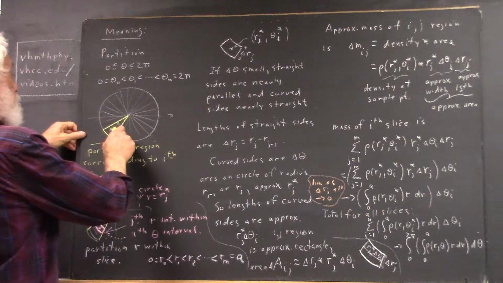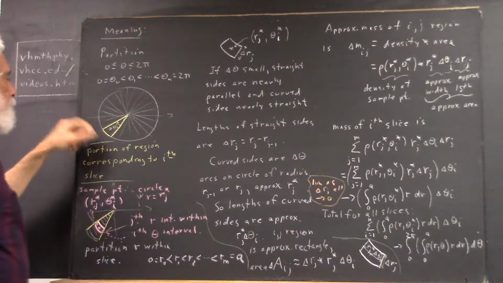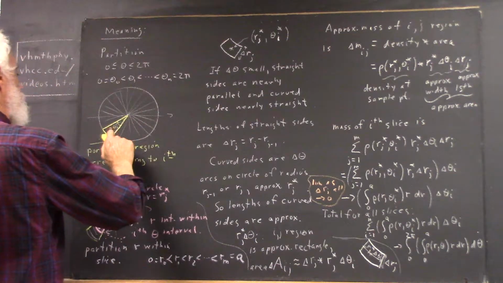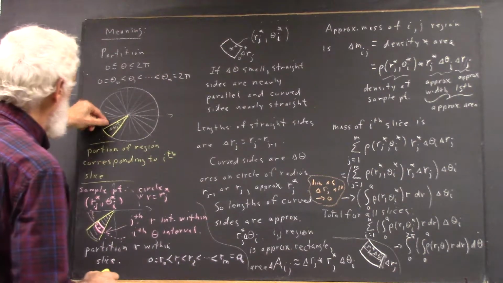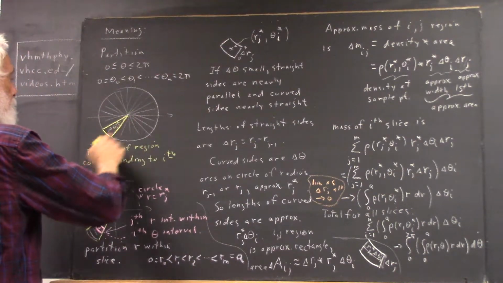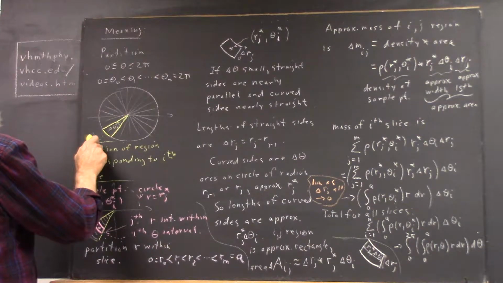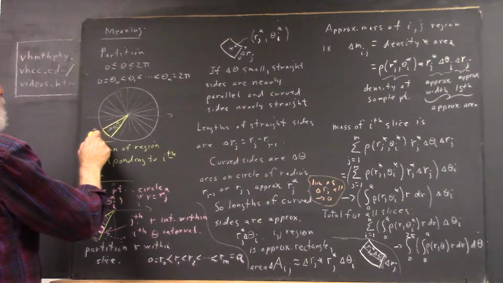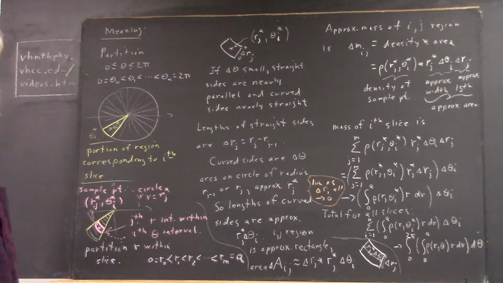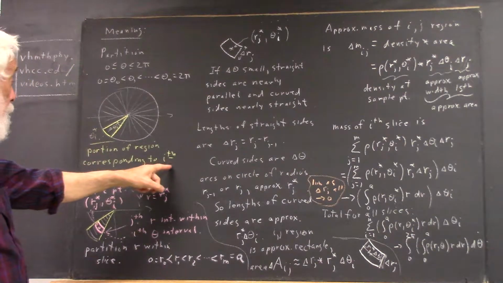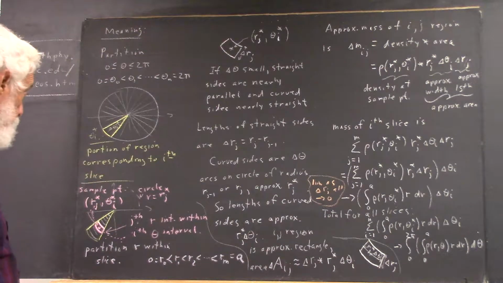This would maybe be a delta theta sub i. And we'd have a theta sub i star, some angle between here and here, a line somewhere within this wedge. So everything is going to proceed very much as it does with rectangular coordinates, but there is one little catch. Okay, well, so this would be the portion of whatever our region is corresponding to the ith slice, okay?